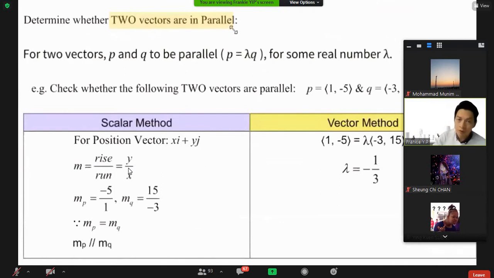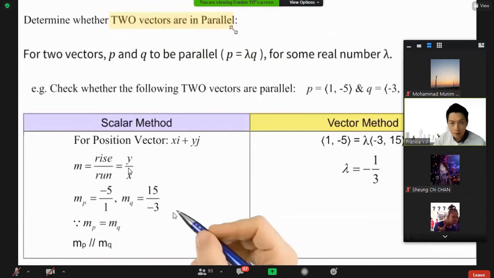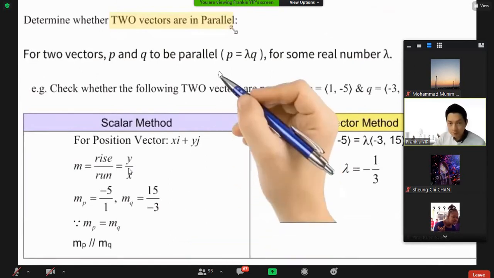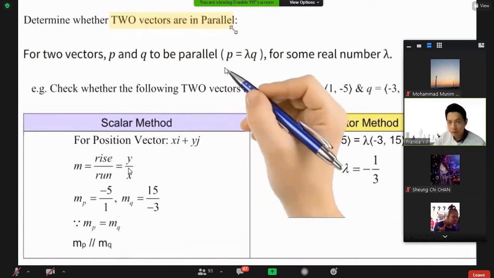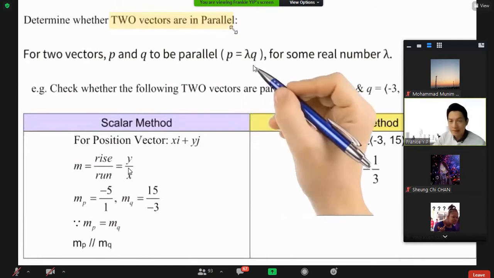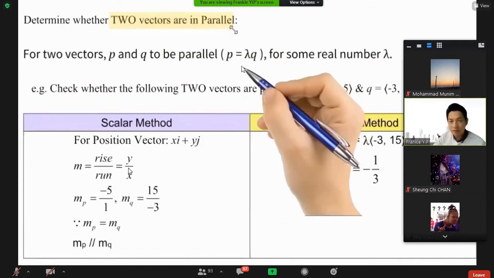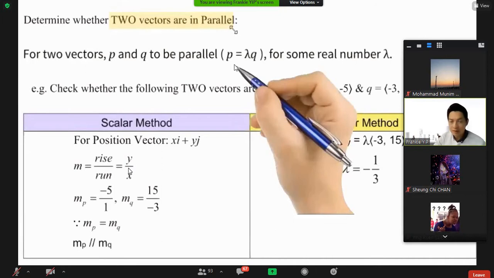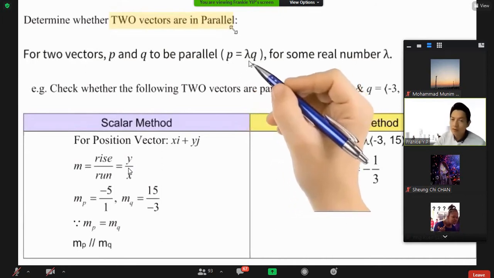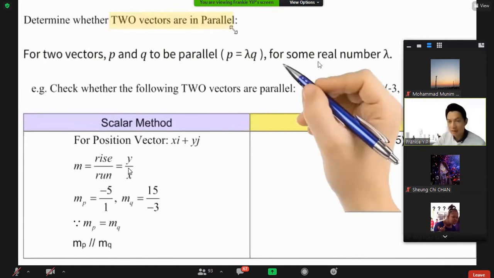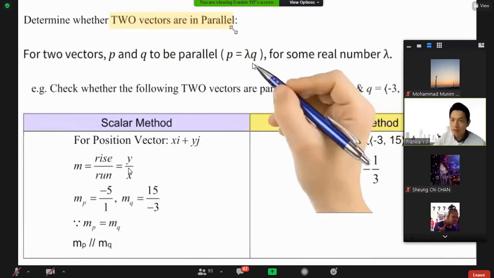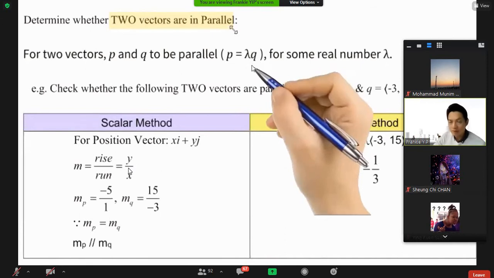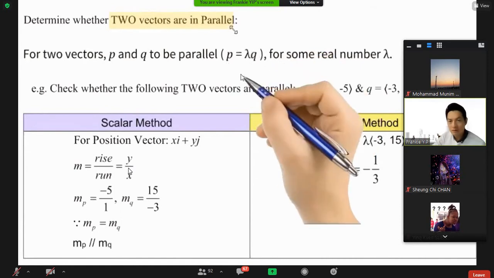Another part is to determine whether two vectors are parallel to each other. First of all, if they are parallel, I have told you the concept that one vector can be scaled and then it becomes the other. For example, P equals lambda times Q. Lambda is just a scalar factor, a real number like 2, 1.2, 0.5. So if they are parallel, in vector we have this property.